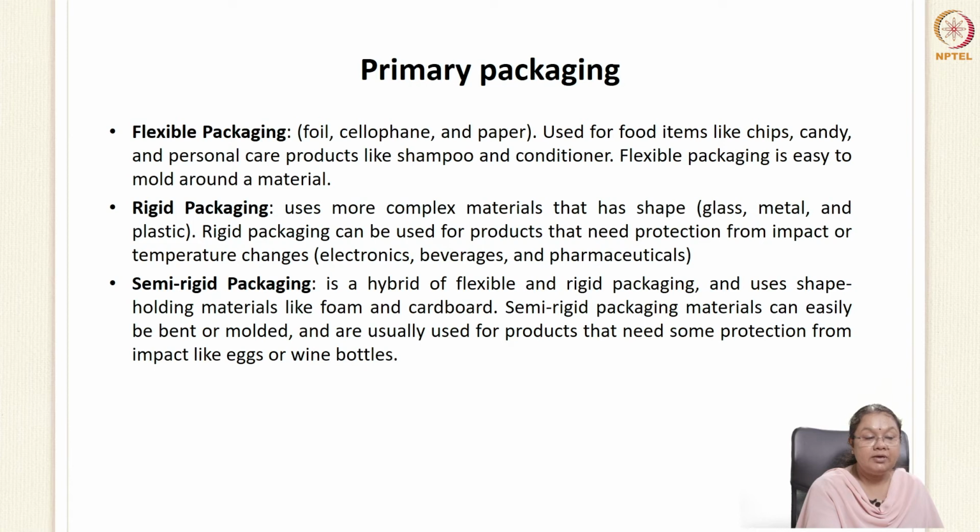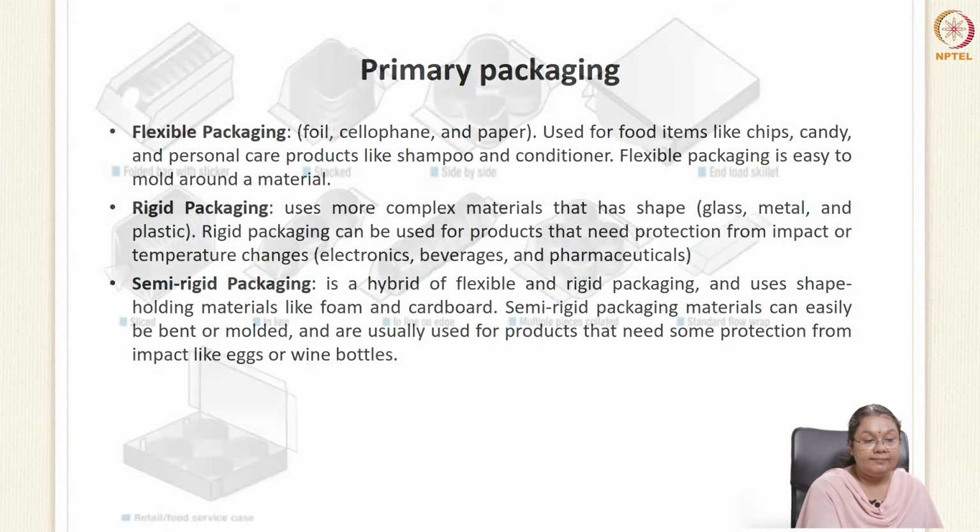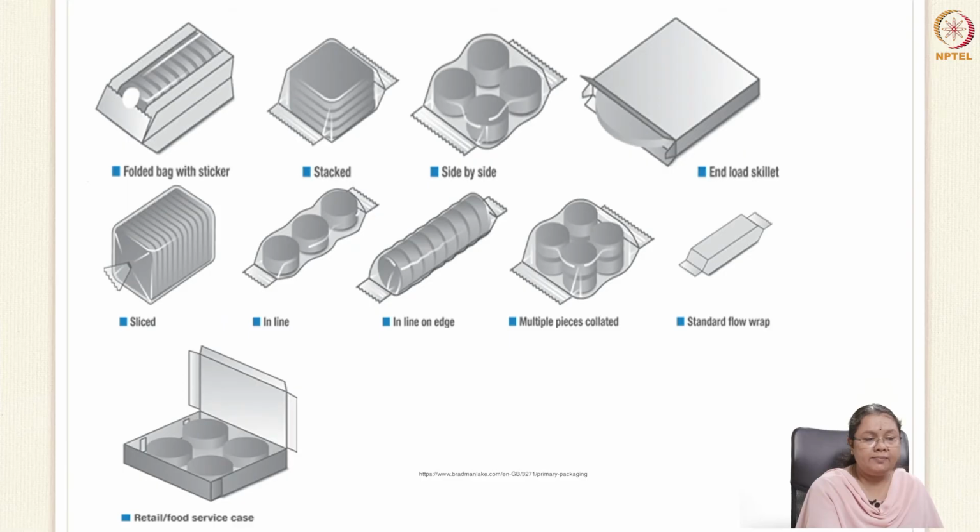Rigid packaging materials generally include glass, metal, and plastics, and they protect the content inside from shocks or temperature changes. And then semi-rigid packaging materials have the properties of both flexible and rigid. So it is a hybrid of these two materials, and they are used to develop foams and cardboard, and mainly they help in absorbing impacts, acting as shock absorbers during transportation. So they provide protection to the contents. Mainly egg trays are made of semi-rigid packaging material. So these are different types of primary packaging.